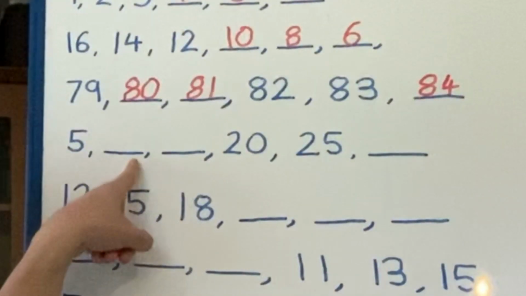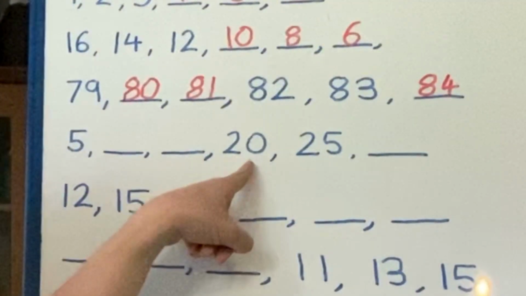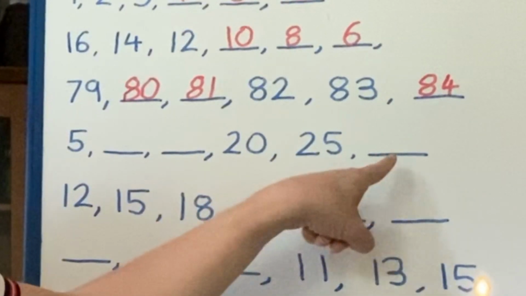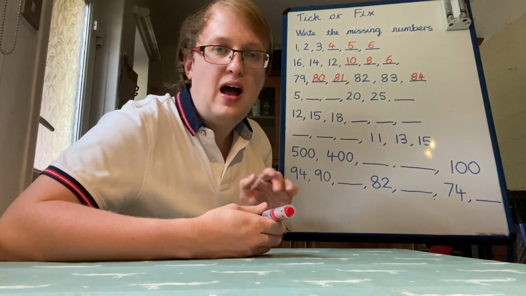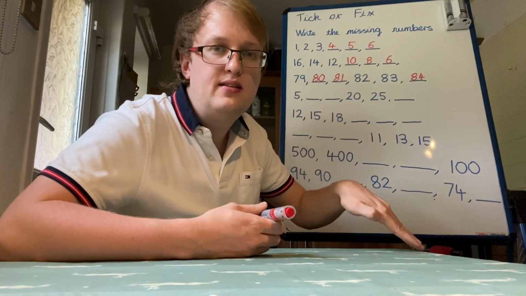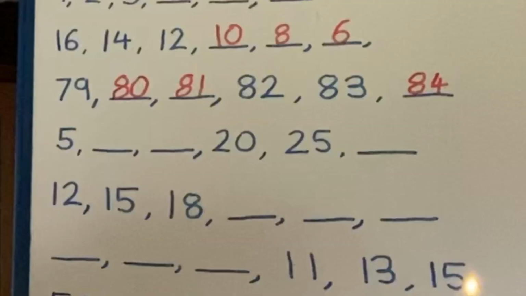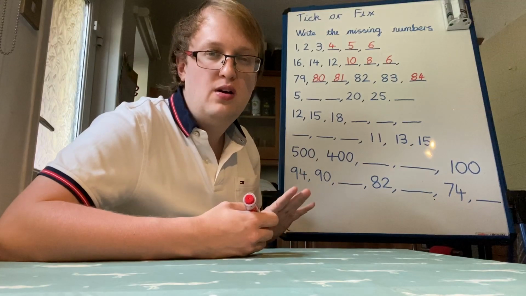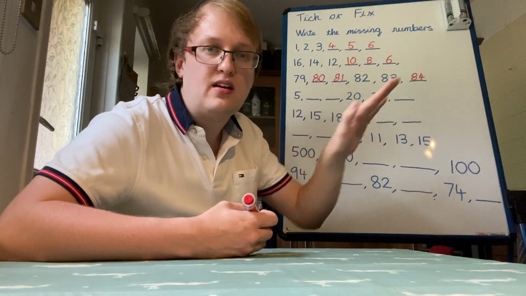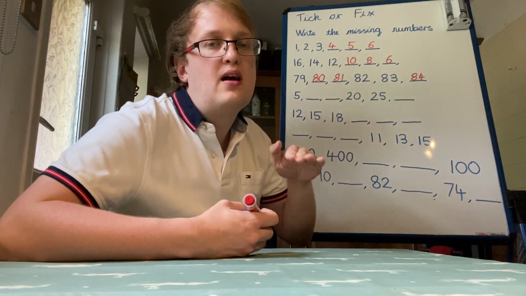Moving on to our next question then, let's see what we have. 5, something missing, 20, 25, another missing number. So, are our numbers ascending or descending? So look at what we have here and what do we have here? So is 25 bigger than 5? Yeah, so our numbers seem to be ascending. They're increasing. They're getting bigger.